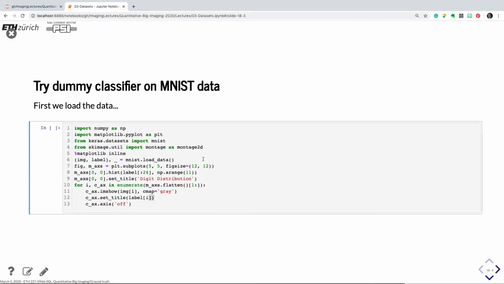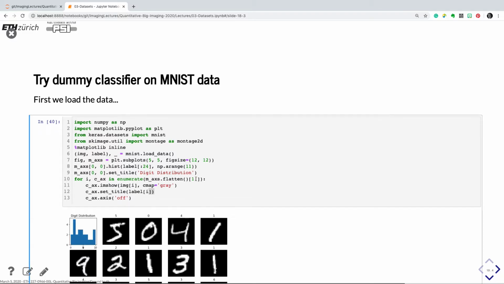Looking at the dummy classifier on MNIST data, we load the MNIST data, and looking at that, we can see we have our numbers. We can see there is a number distribution. The histogram is a little bit shifted, so the 0 is this bar, this is the 1, and then we see here we have the numbers with their correct labels as we load them.